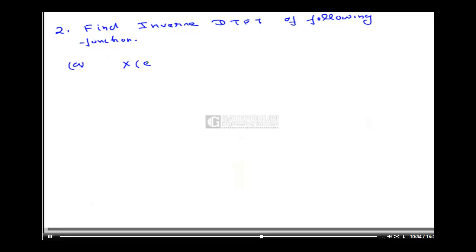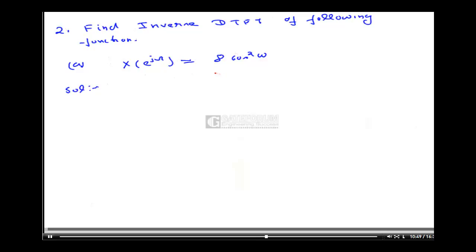Next problem will be finding the inverse DTFT. Okay. So the DTFT is given and we have to find the sequence x[n]. X of e to the power j omega equals 8 cos square omega. For this you have to find the inverse DTFT solution.